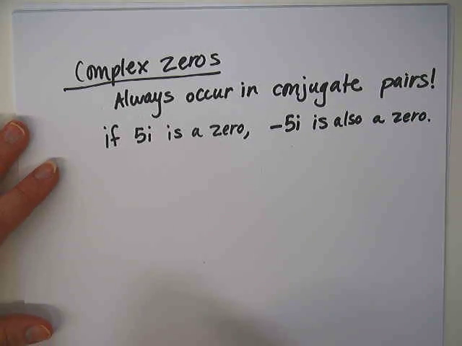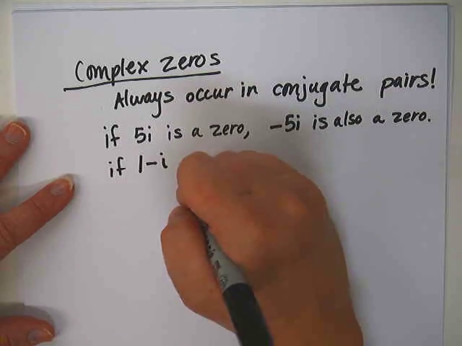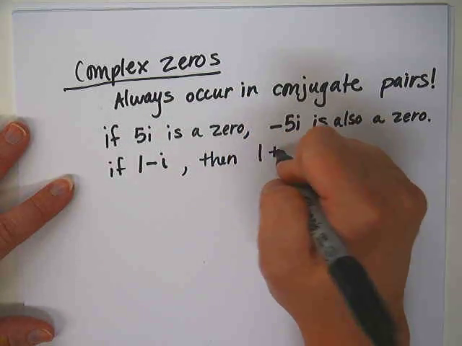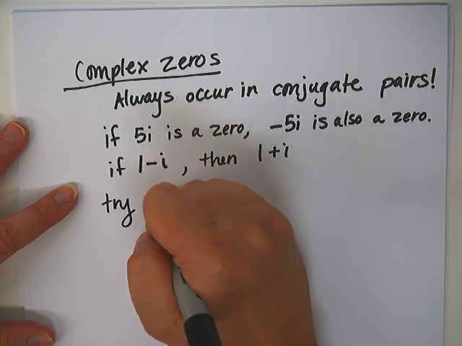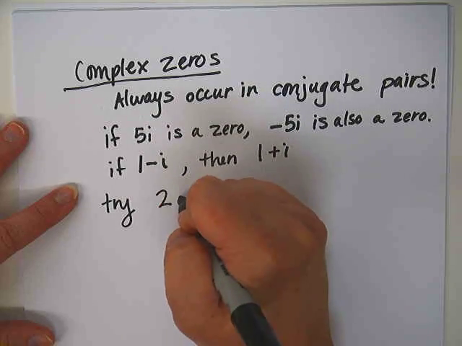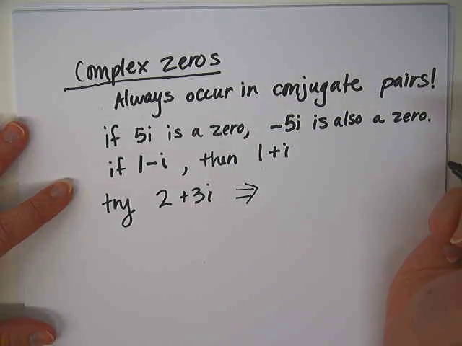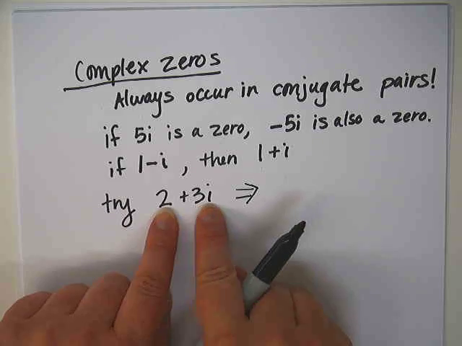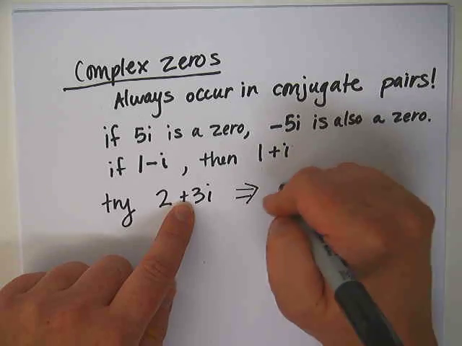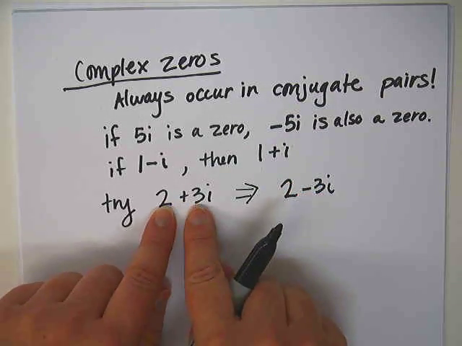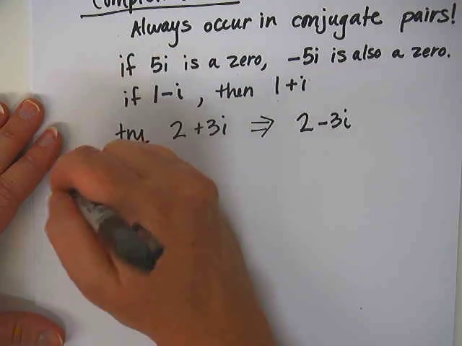You never have one without the other, ever. If 1 minus i is a zero, then the conjugate pair for that one is 1 plus i. Try one on your own. 2 plus 3i, what would the conjugate pair be for that? The conjugate pair would have exactly the same numbers. It's just that if this was a minus, it would change to a plus, and if this is a plus, it changes to a minus. So if we have this zero, we also have this zero. Okay.